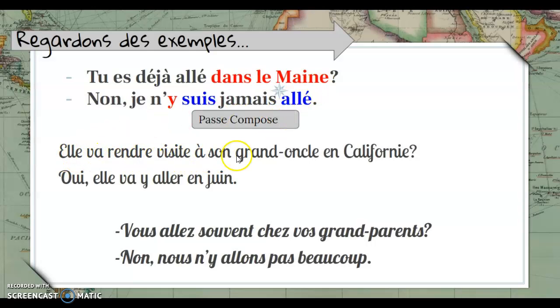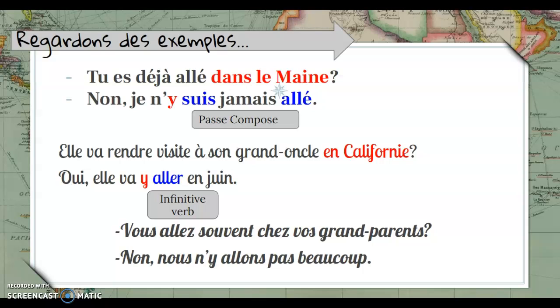Elle va rendre visite à son grand-oncle en Californie? Oui, elle va y aller en juin. What is this? It's right in front of this, and this is the infinitive verb. It is not conjugated, okay? And that's why I'm not putting it here in front of my conjugated verb, because she's going to go there in June, okay? So it goes in front of basically the action verb that she's going to go.